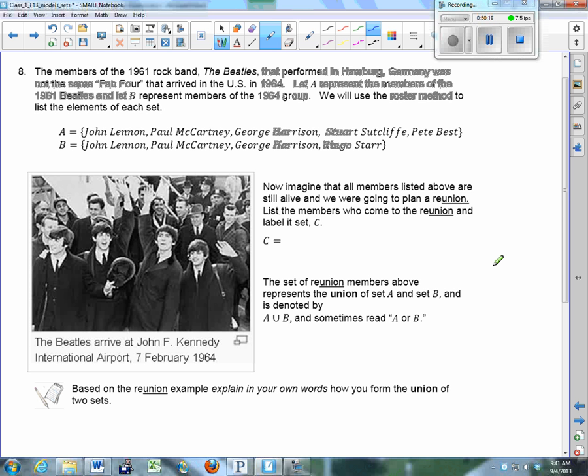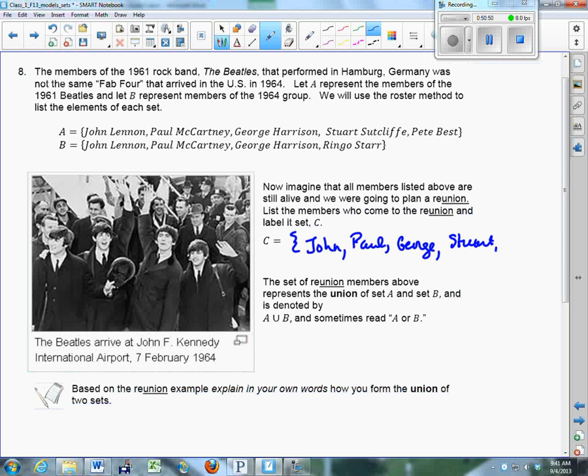So you want to help me out? We'll just do the first names. Who would be part of this reunion if C is that set? John, Paul, George, Stuart, Pete, Ringo. Is that everybody?